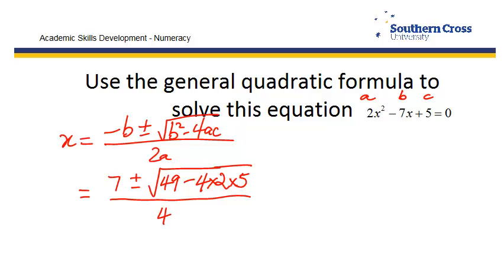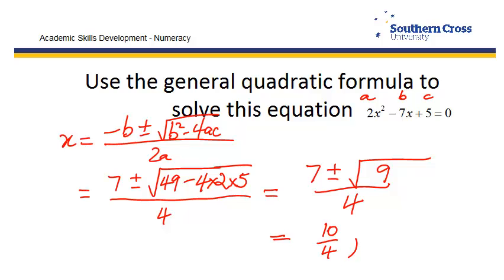I might need to go horizontally. So this is 7 plus or minus the square root of. Okay, 5 times 2 is 10, times 4 is 40. 49 take away 40 is 9. And we know that the square root of 9 is 3. So this will be 7 plus 3, which is 10 over 4. And 7 take away 3, which is 4. 4 divided by 4 is 1.